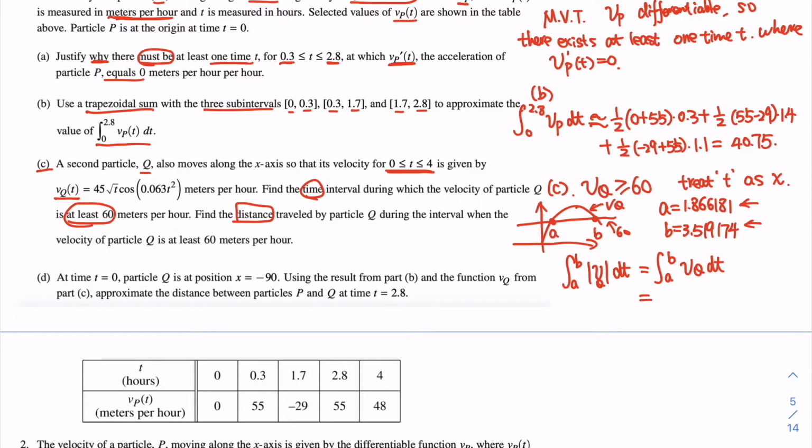We plot this into our graphing calculator. This gives us 106.10875.